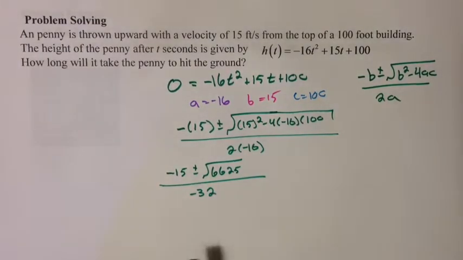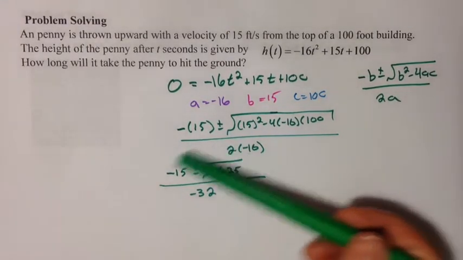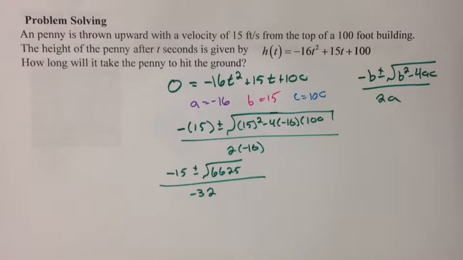Now, this is a correct answer. Somewhere in this tangle of numbers is how long it will take the penny to hit the ground. But if somebody asked me how long will it take the penny to hit the ground, I'm not going to answer negative 15 plus or minus the square root of 6,625, all divided by negative 32 seconds. Instead, I'm going to give them a nice decimal approximation. So we're going to do that now.